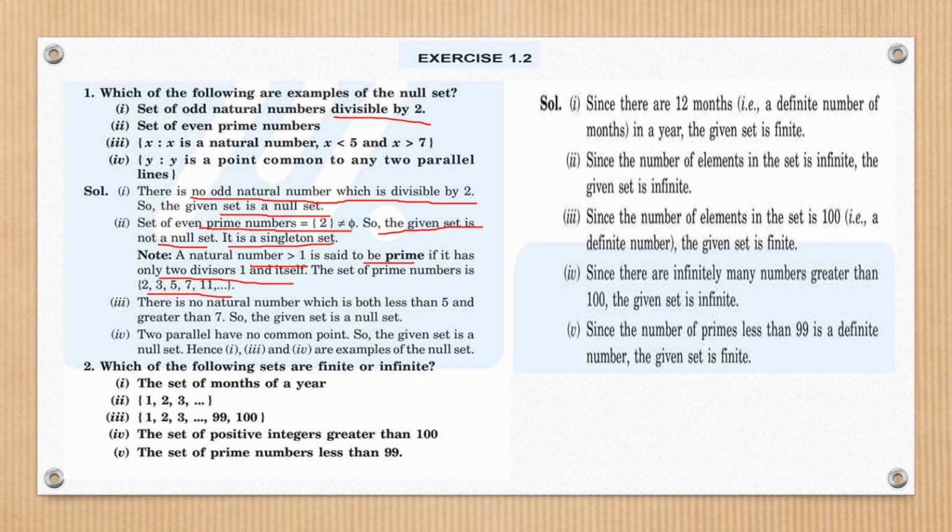Number 3: x is a natural number, x less than 5, x greater than 7. So there is no natural number which is less than 5 and greater than 7. So it's definitely a null set. Y is a point common to any two parallel lines. So you know there is no point common between any parallel lines. So that means it's a null set.